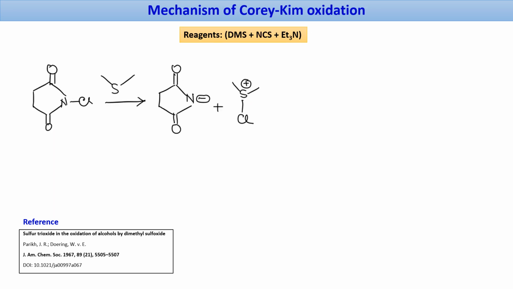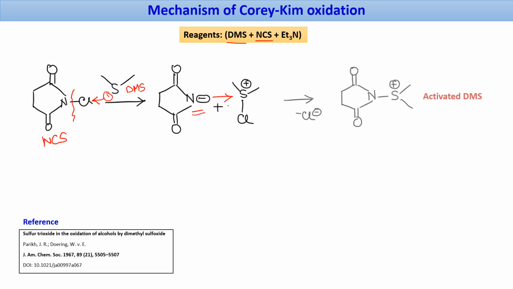Next is Parikh oxidation, and here it is not DMSO, it is DMS, and for its activation we are using N-chlorosuccinimide. This is N-chlorosuccinimide, right? So this DMS, dimethyl sulfide, this sulfur will take this chlorine, the N-Cl bond will be broken, there will be negative charge over nitrogen. Now this negative charge will again attack this sulfur, and there will be activated DMS formation, and chlorine is removed as chloride.